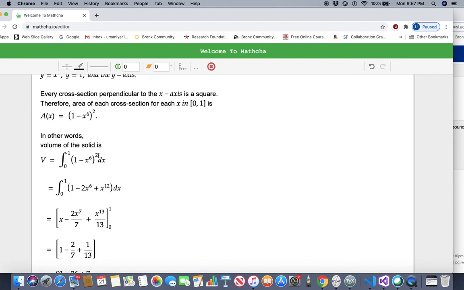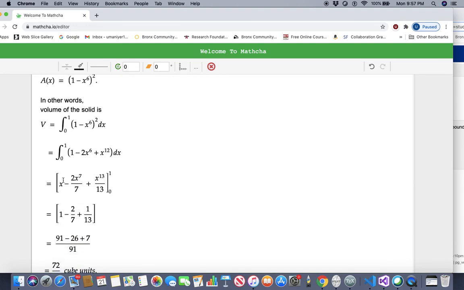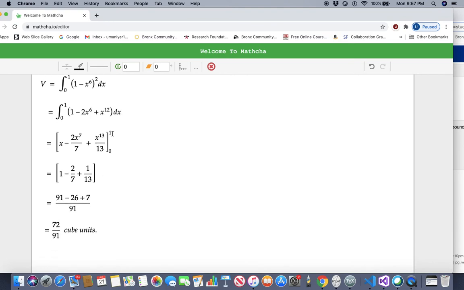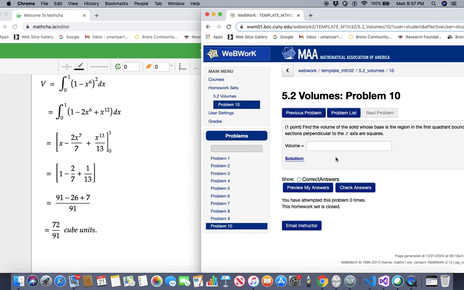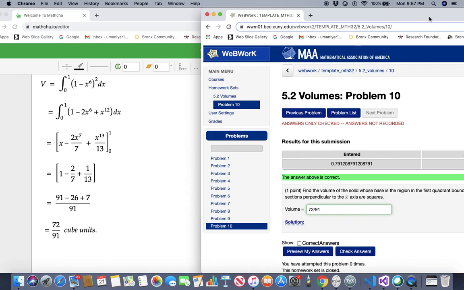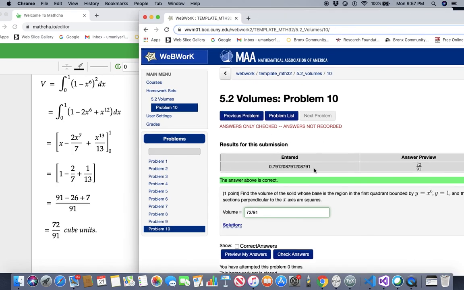This is a complete square. Integral from 0 to 1 of 1 minus 2x to the power 6 plus x to the power 12 dx. When you take its integration, I have x, minus 2x to the 7th over 7, plus x to the 13th over 13. Apply the limits. Once you apply the limits, this is my final answer upon simplification. So let's check. 72 over 91. It's correct. And now that completes our problem.